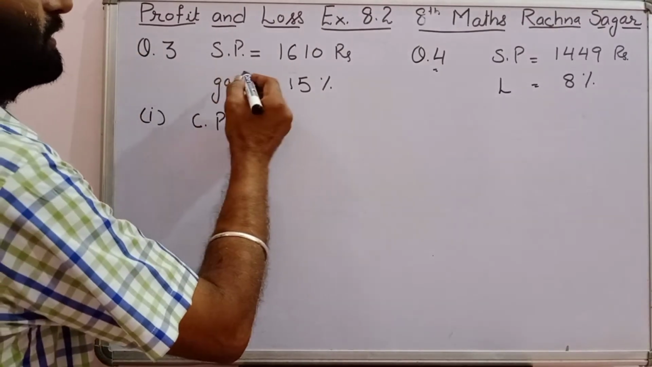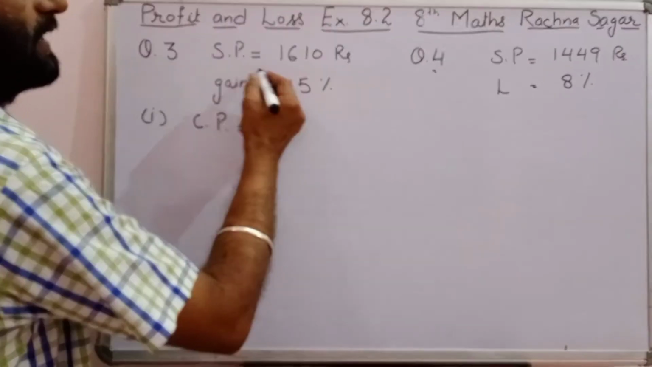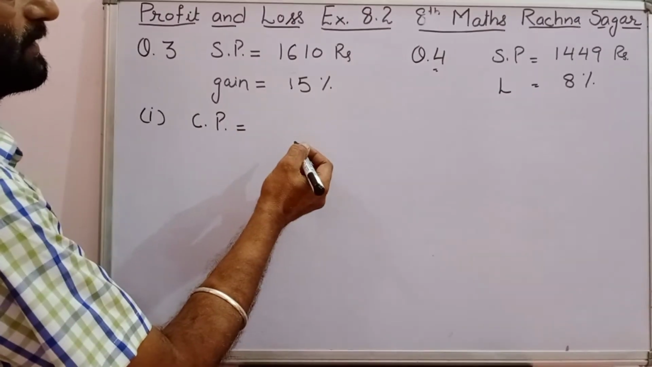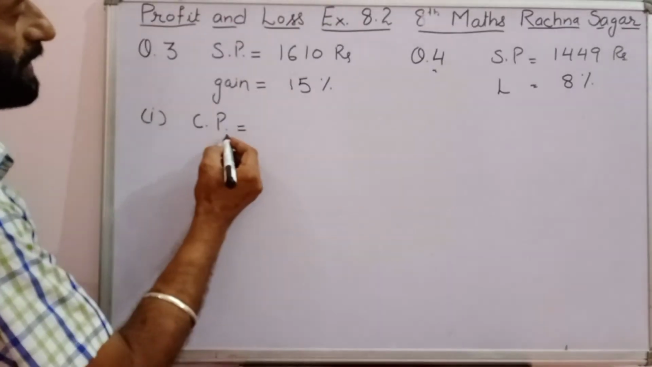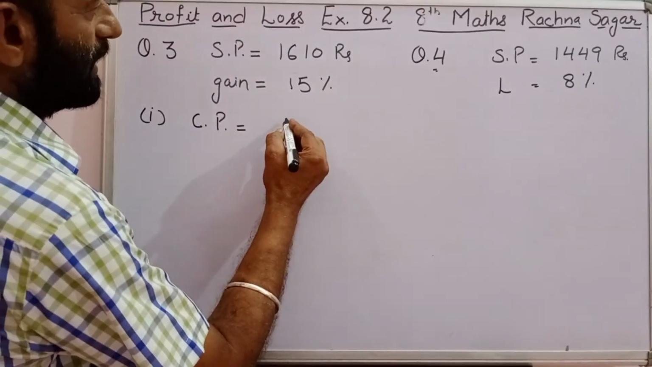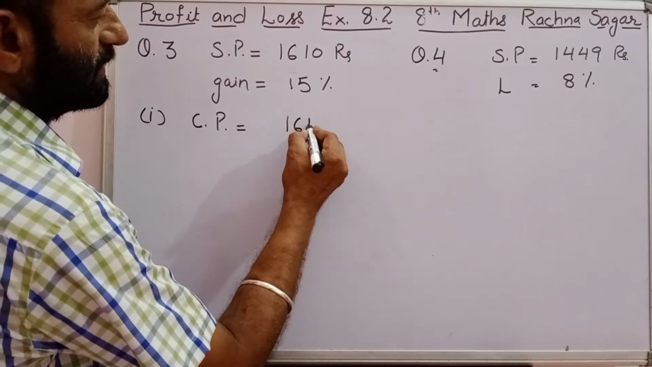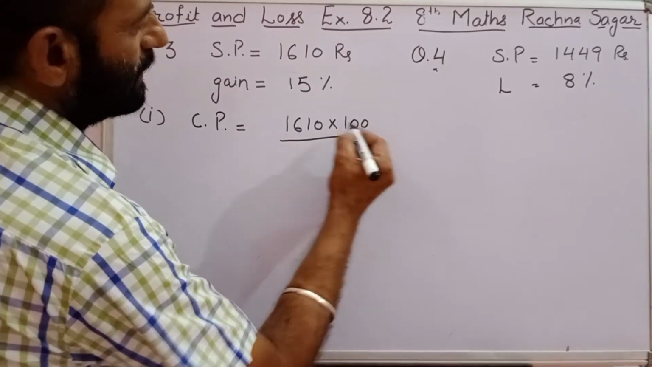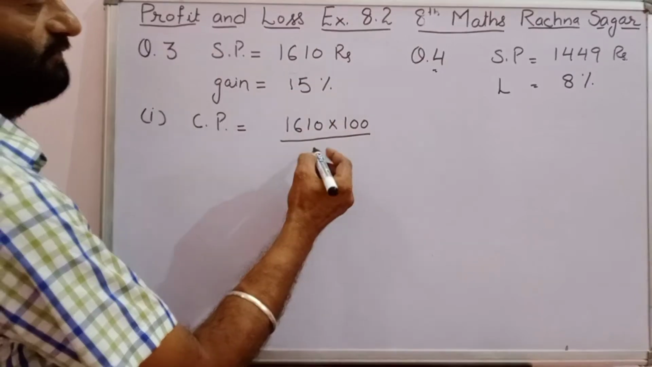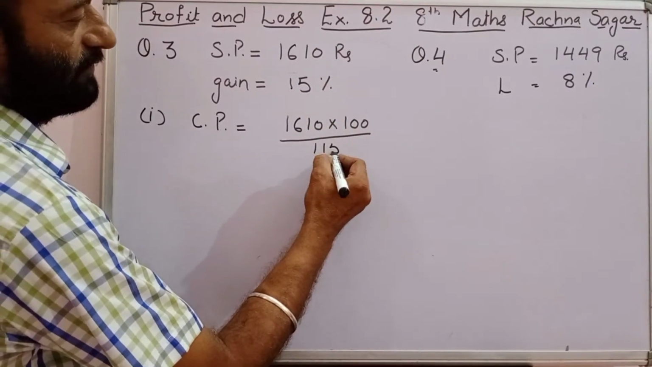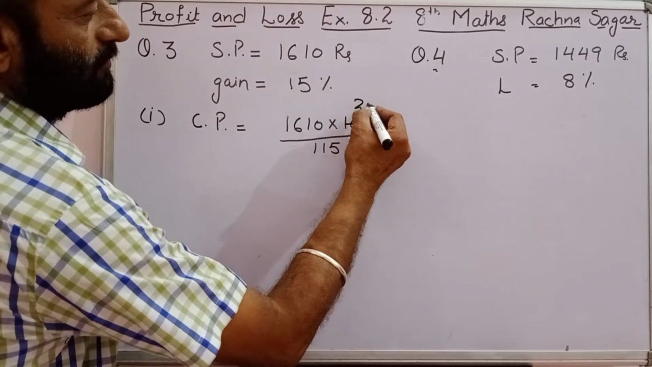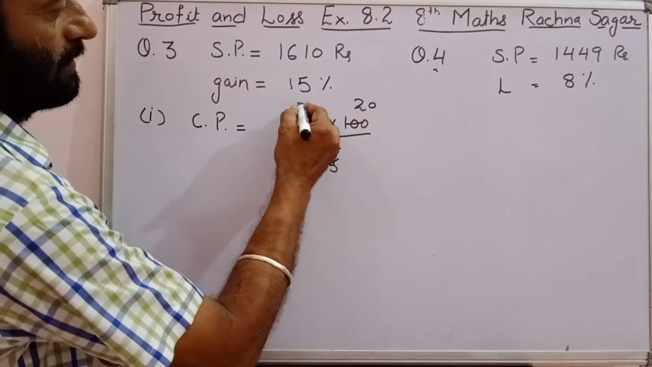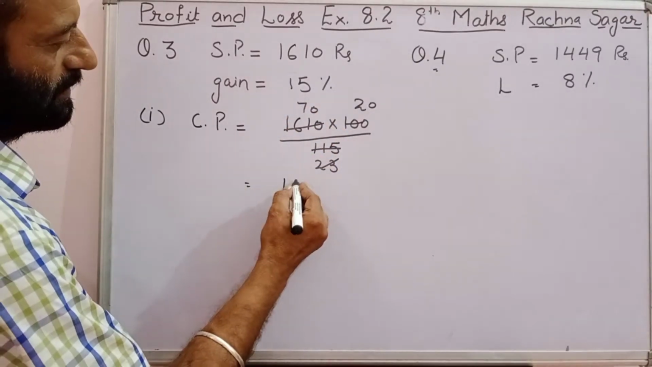Question number 3. Mohan gains 15% by selling an article for rupees 1610. Find the cost price of the article. Now we know that cost price of the article is selling price, that is 1610 into 100 over 100 plus gain percent, 100 plus 15, that is 115, and it comes out to be 1400 rupees.